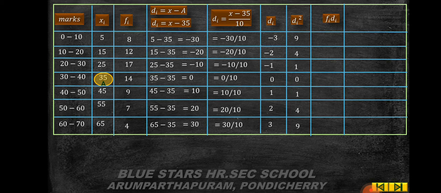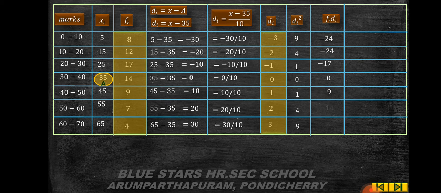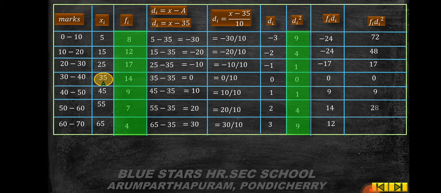Next you have to find Fi di, so frequency into di. 8 into minus 3 is minus 24. 12 into minus 2 is minus 24. 17 into minus 1 is minus 17. 14 into 0 is 0. 9 1s are 9. 7 2s are 14. 4 3s are 12. Next you have to find Fi di square, so Fi into di square. 8 9s are 72, 12 into 4 is 48, 17 1s are 17, 14 into 0 is 0, 9 1s are 9, 7 4s are 28, 4 9s are 36.